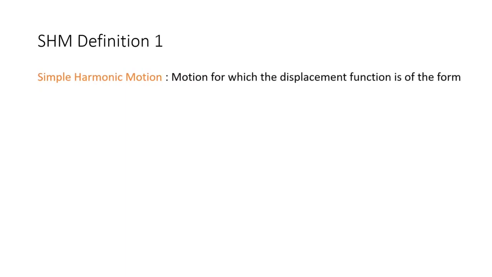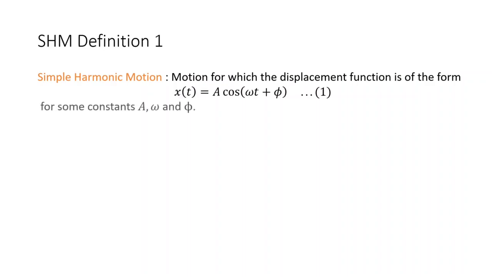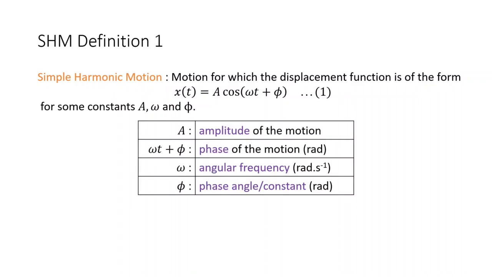Okay. Right, so now we can state our first definition of simple harmonic motion, the one mentioned earlier. It is simply motion for which the displacement function has this specific form, which we now know perfectly where it comes from. And the terms A, omega, and phi are just constants, and we saw what they mean. A is the amplitude of the motion. Omega t plus phi, the angle given to cosine, we call the phase of the motion. That is in radians. Omega is the angular frequency in radians per second, and phi is called the phase angle or phase constant.